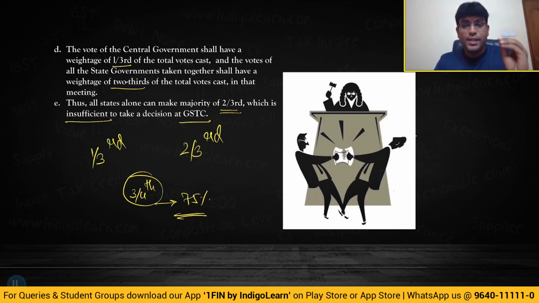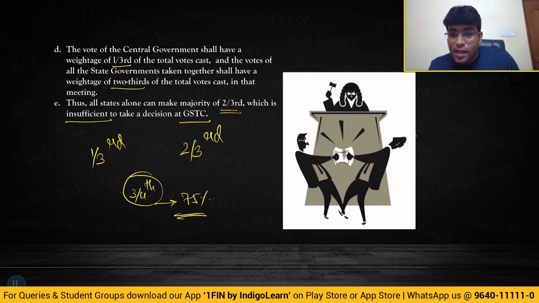So finally, one last line I will tell before I conclude this GST Council. That is, central alone, state alone cannot take any decision. For a decision to be taken, both central and state together should join hands. Because we want at least 75% majority, at least 3/4 majority for resolution to be passed.